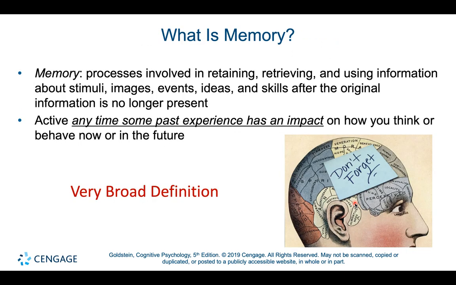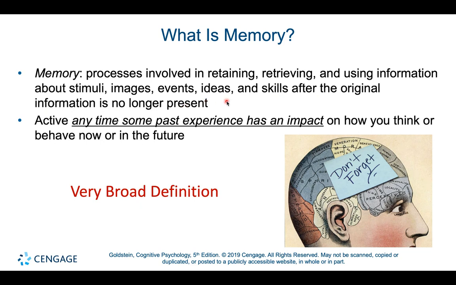So to start off, we have to define memory. Memory is the processes involved. Note it's processes, that's plural. So there's going to be lots of stuff to talk about, lots of stuff going on. Memory is not just one thing, it is multiple things. The processes involved in retaining, retrieving, and using information about stimuli, images, events, ideas, and skills, one thing that people don't often consider to be memory, after the original information is no longer present.